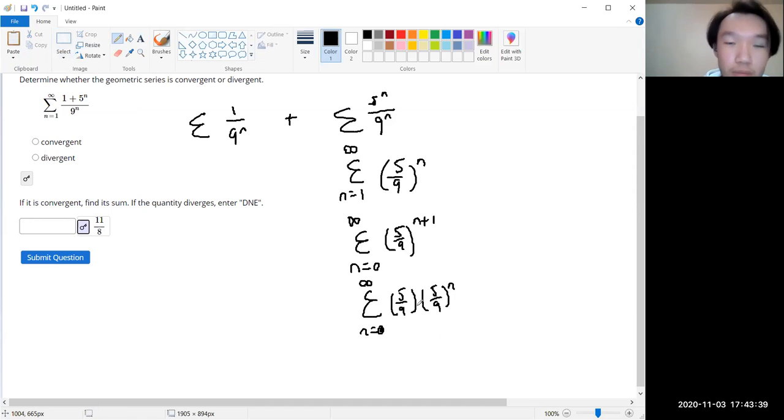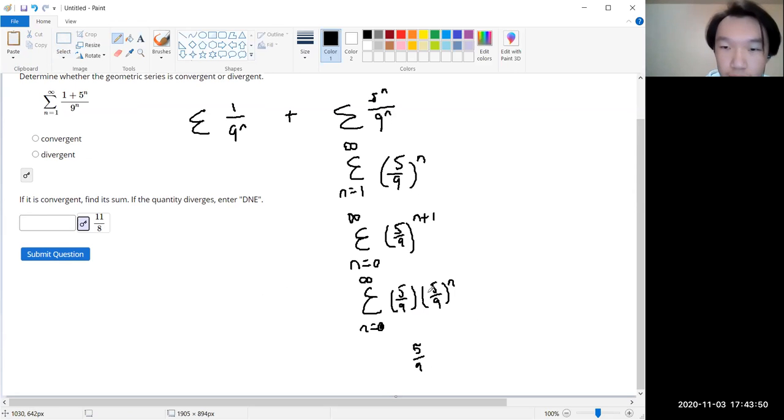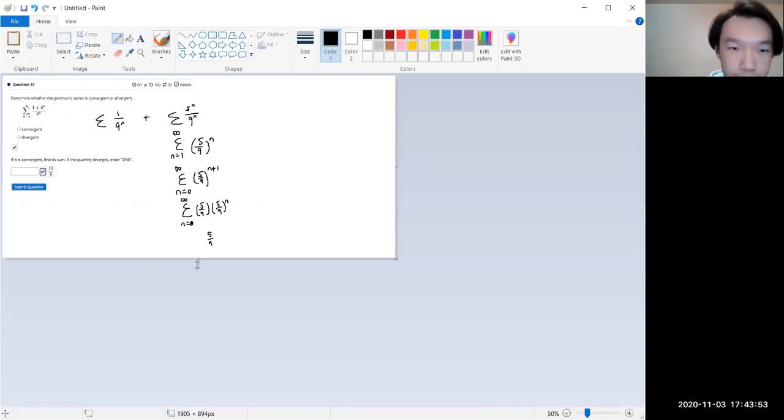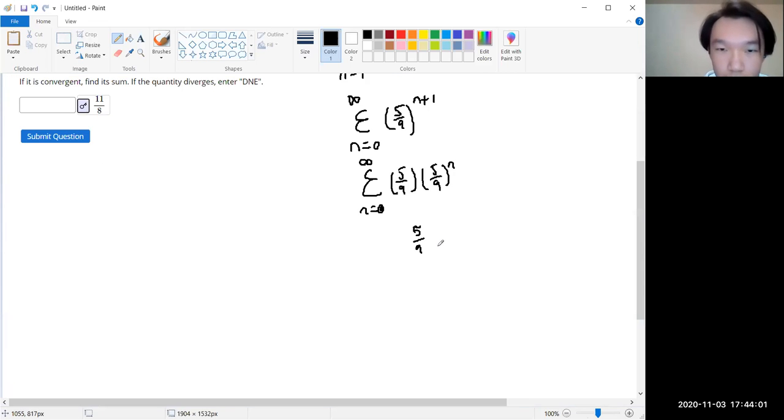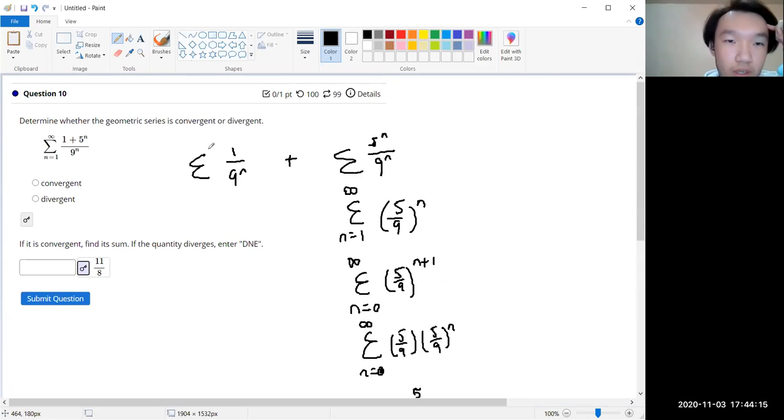So now it's in the form. So the sum of this series is a, which is 5 over 9, over 1 minus r. So 1 minus 5 over 9. So this would give you the sum of the series.